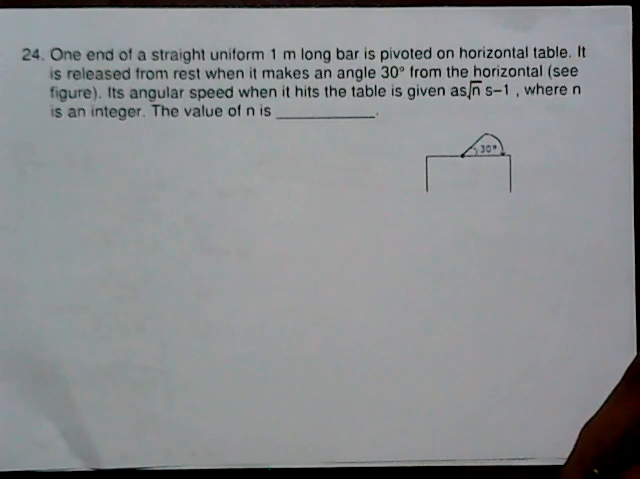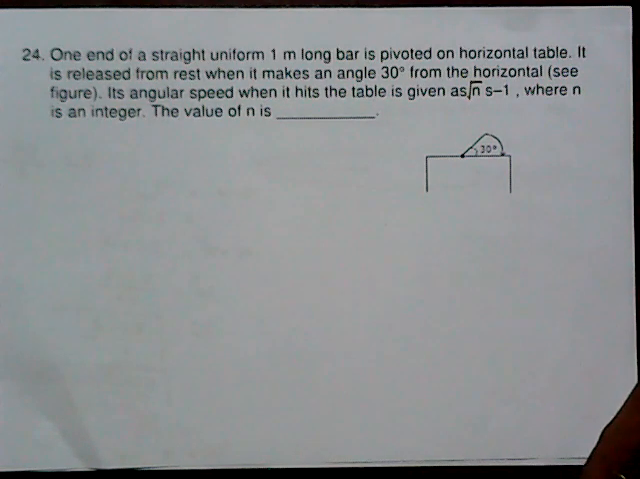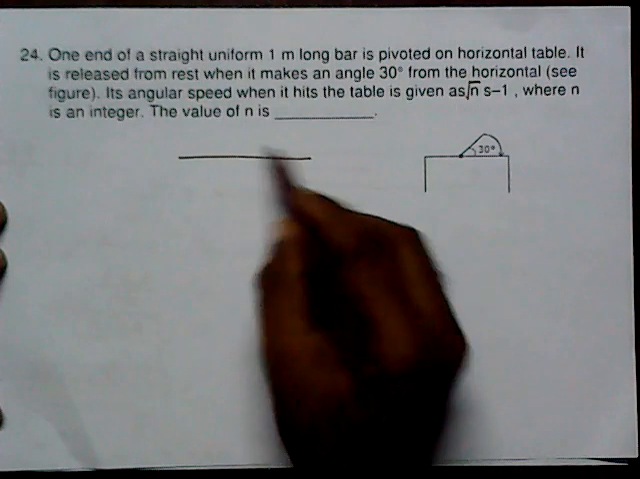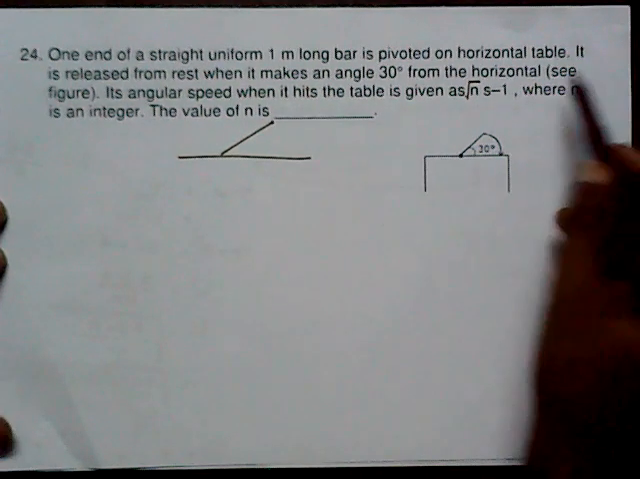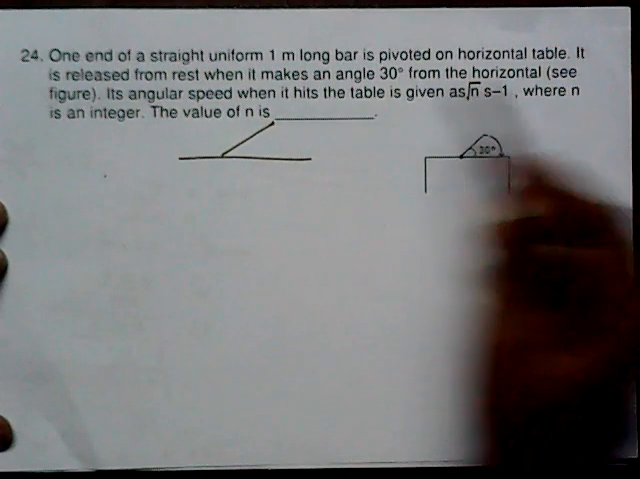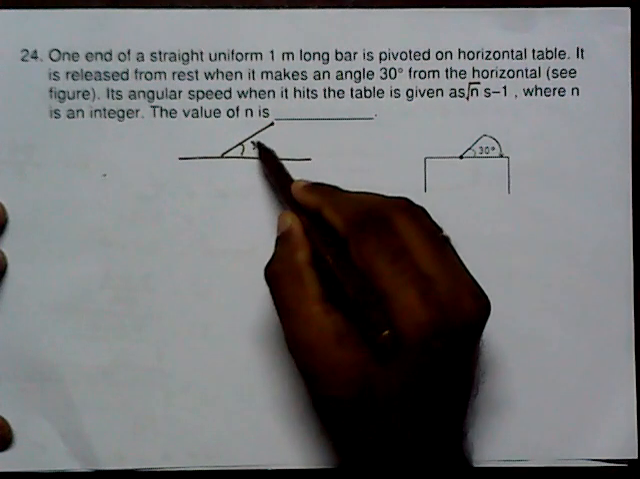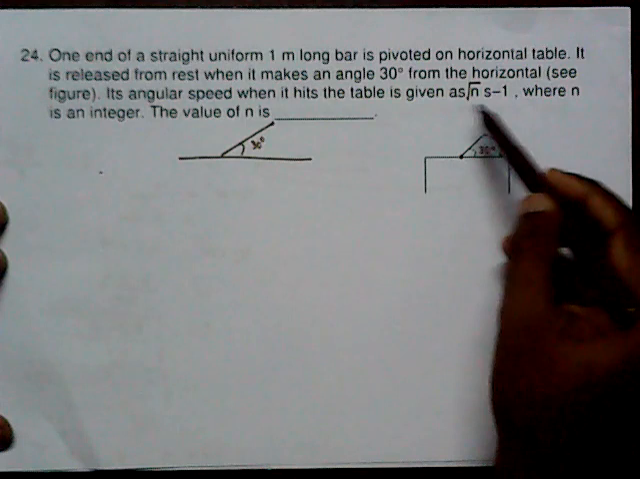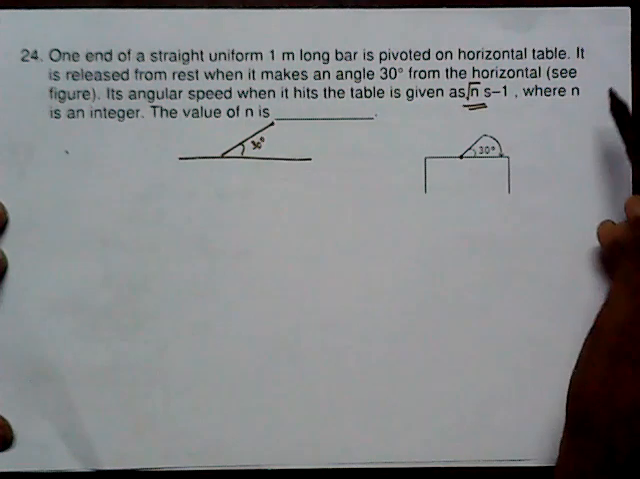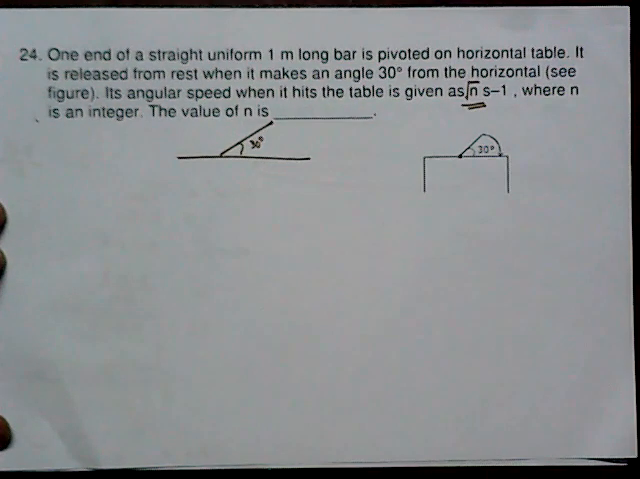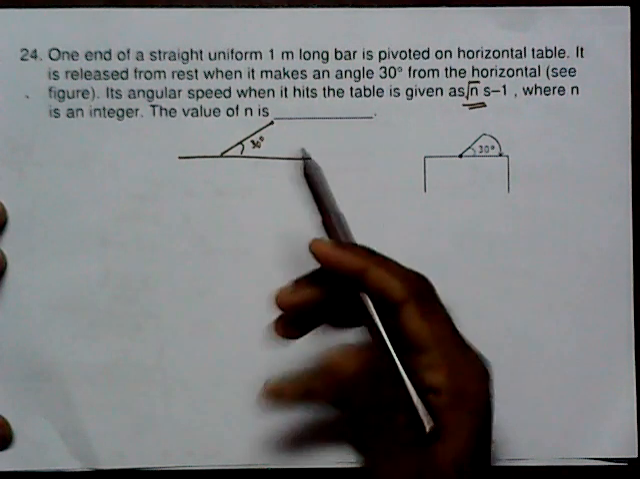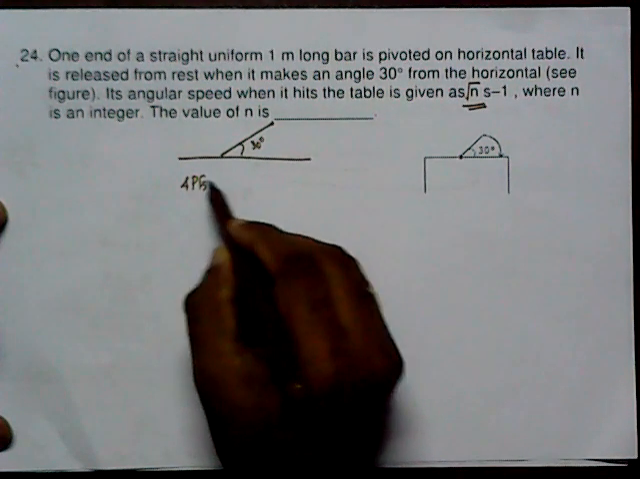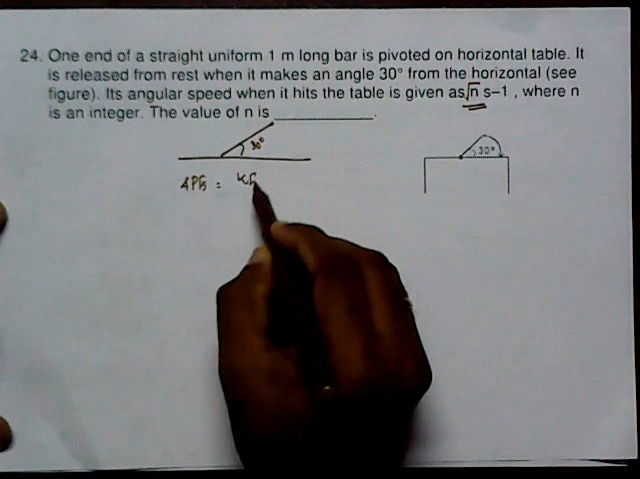One end of a straight uniform 1 meter long bar that is pivoted on a horizontal table like this one. It is released from rest when it makes an angle of 30 degrees from the horizontal. Its angular speed when it hits the table is root n second raised to minus 1, where the value of n is? So at first we have to consider the concept as the change in potential energy that is converted into the kinetic energy.